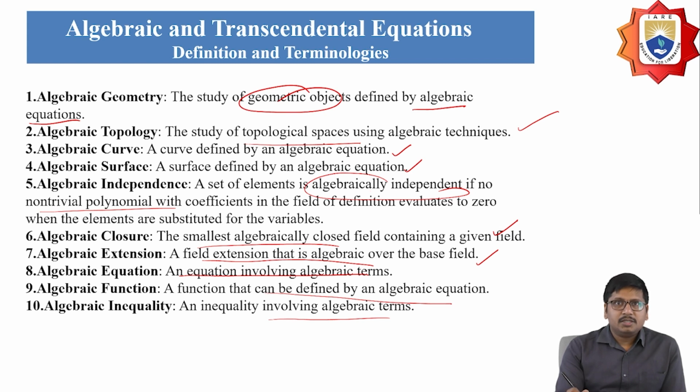Algebraic independence means a set of elements is algebraically independent if no nontrivial polynomial equations hold. The smallest algebraically closed field containing the given field is called the algebraic closure. A field extension that is algebraic over the base field is called an algebraic extension. An equation that involves algebraic terms is called an algebraic equation. A function defined by an algebraic equation is called an algebraic function. An inequality involving algebraic terms is called an algebraic inequality.